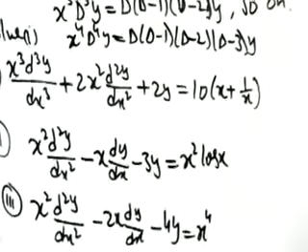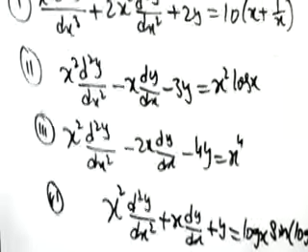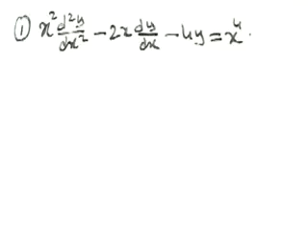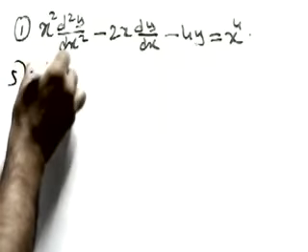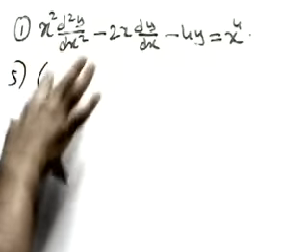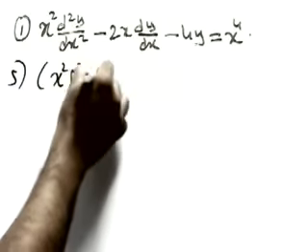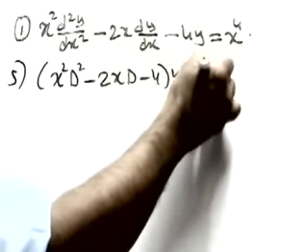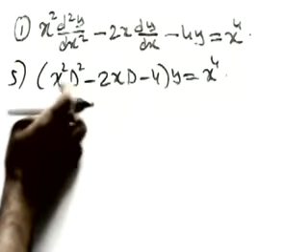Okay, let me solve a few questions based on this. These are the 4 examples I wrote. Let me do 1 or 2 questions based on these methods. Let me start. First, let me write this in the capital D symbol. See here, x square d square y minus 2x dy minus 4y equals x power 4.